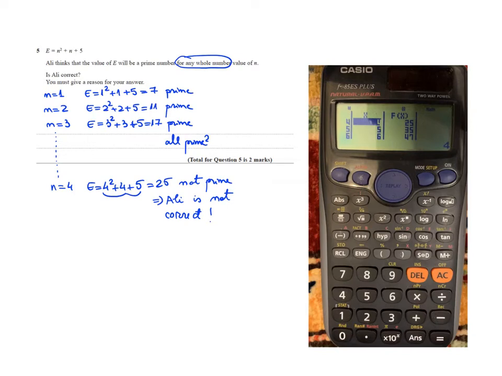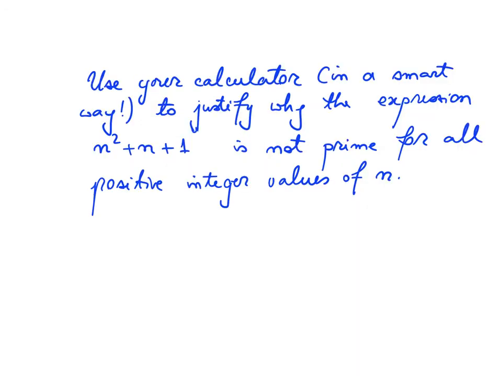You can turn your page to see a similar problem. Okay, here is a question for you. Use your calculator in a smart way, as we've seen on the previous page, to justify why the expression n squared plus n plus 1 is not prime for all positive integer values of n.